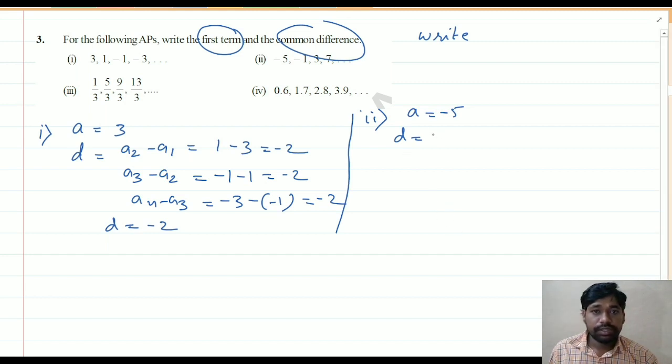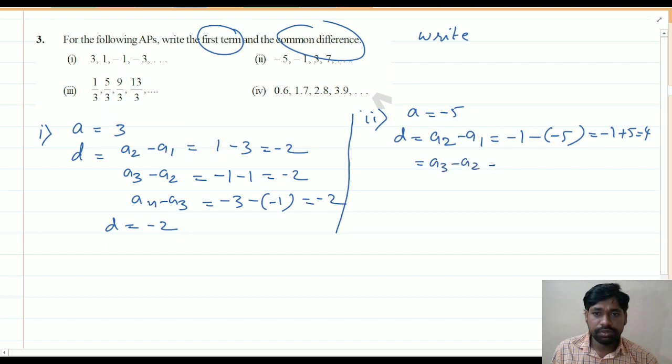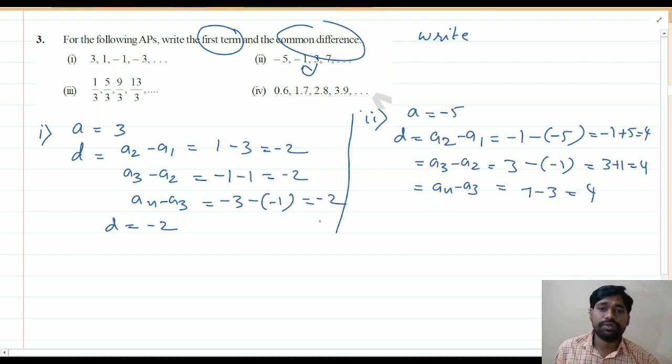So it is A2 minus A1, which is equal to minus 1 minus of minus 5, which is equal to minus 1 plus 5, you can say 4. A3 minus A2, similarly, is 3 minus of minus 1, we can say 3 plus 1 is equal to 4. So A4 minus A3, we will do the same process. 7 minus 3 is equal to 4. So the difference will become what? 4. Similar for the third, if you do it.